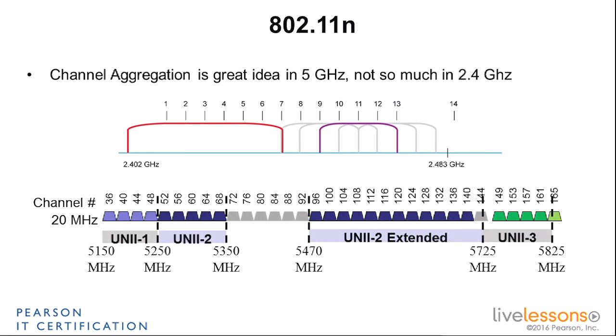In most cases, in a controller, for example, it's automatic. If you say my prime channel is going to be 40 and I want to use 40 megahertz, it's going to automatically link it to 36. You won't have the choice to do it. It's going to do it automatically for you. But if you want to do it manually, you have to remember that you cannot choose 44. You have to use 40 and 36.